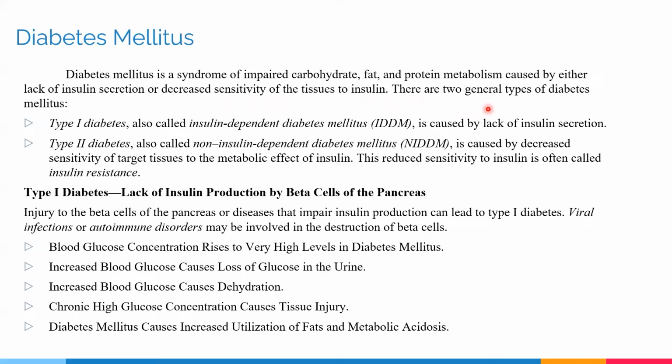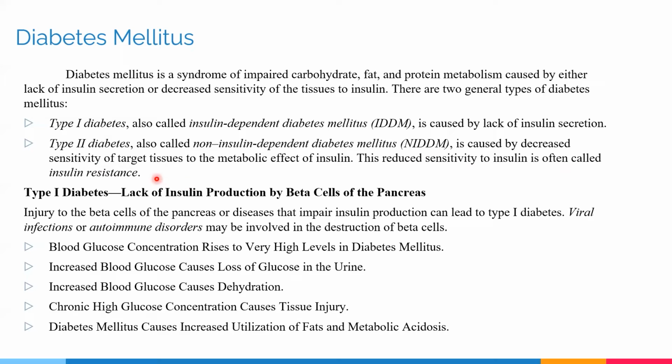There are two general types of diabetes mellitus. Type 1 diabetes, also called insulin dependent diabetes mellitus or IDDM, is caused by lack of insulin secretion. Or type 2 diabetes, also called non-insulin dependent diabetes mellitus or NIDDM, which is caused by decreased sensitivity of target tissues to metabolic effects of insulin. This reduced sensitivity to insulin is often called insulin resistance.